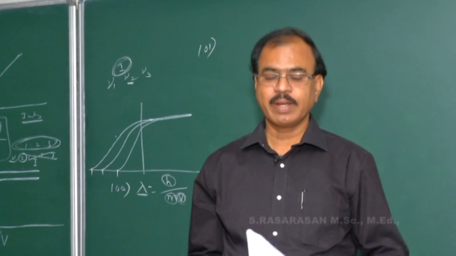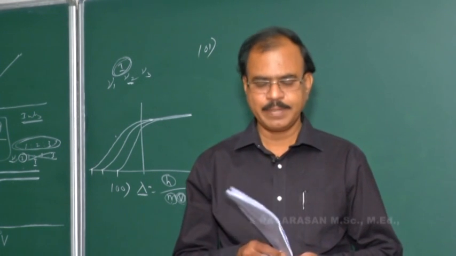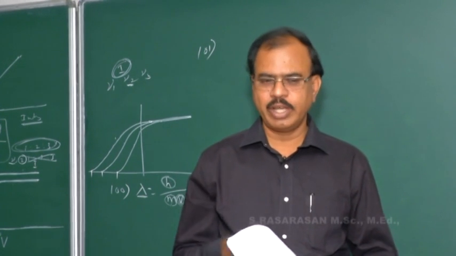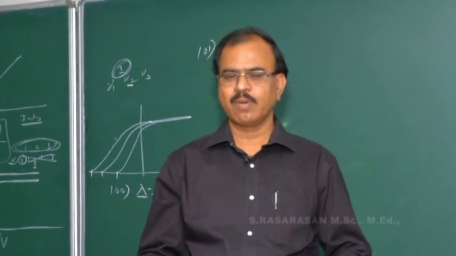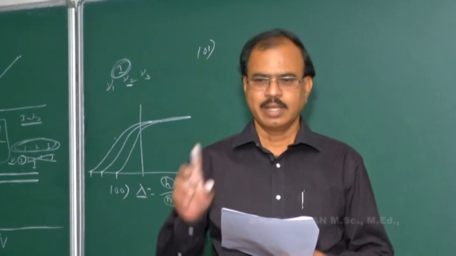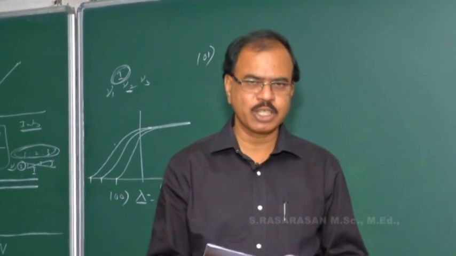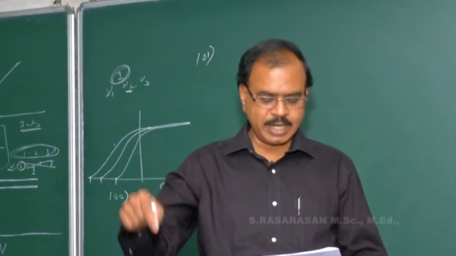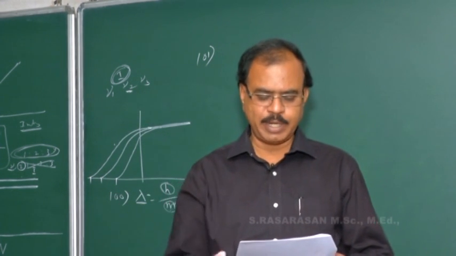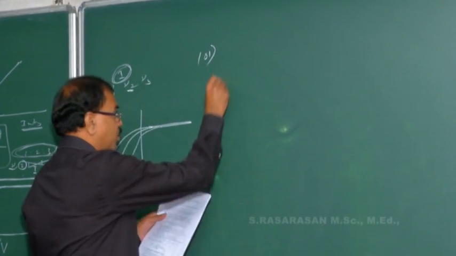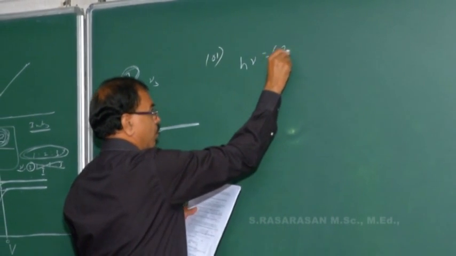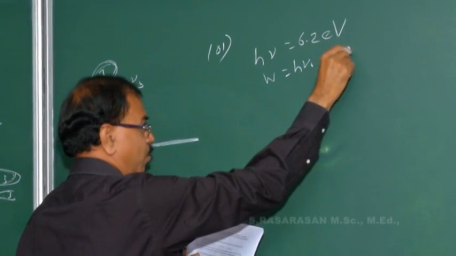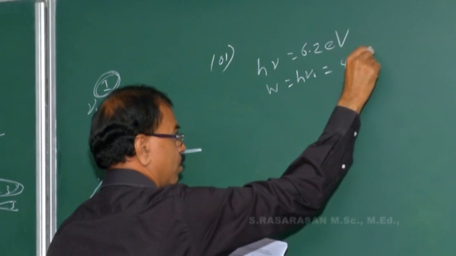Here, what is work function? A number of times I have insisted: it is the minimum energy required to liberate the photoelectron from the metal surface. The corresponding frequency is called the threshold frequency. Incident radiation is ultraviolet having energy 6.2, so h nu is equal to 6.2 electron volt. Work function is h nu naught, that is 4.2 electron volt.